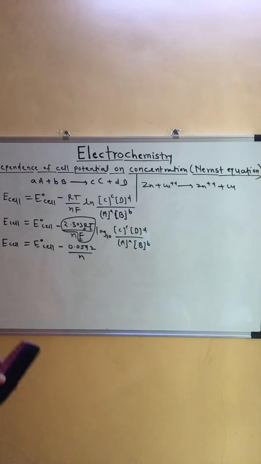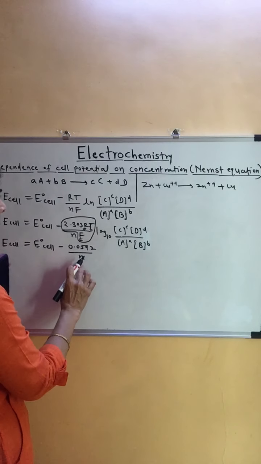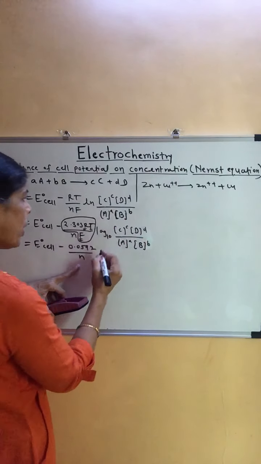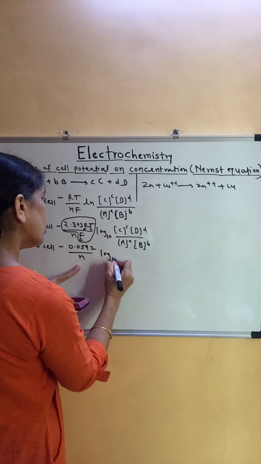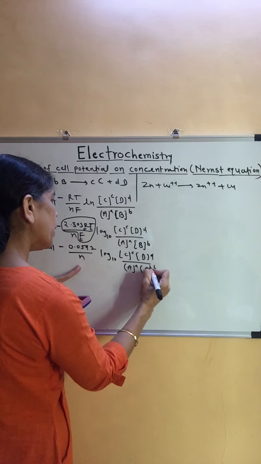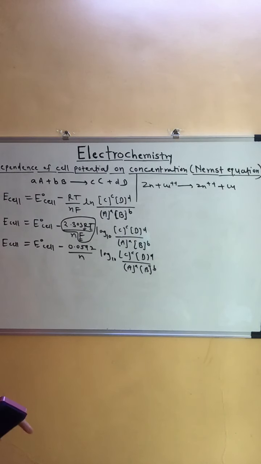This value we will get, 0.0592, and the equation will be E cell is equal to E naught cell minus 0.0592 upon n. n will vary according to the reaction, the number of electrons involved in the reaction, times log of [C] raised to c, [D] raised to d upon [A] raised to a into [B] raised to b. So this is another form of the Nernst equation. This is also the Nernst equation.